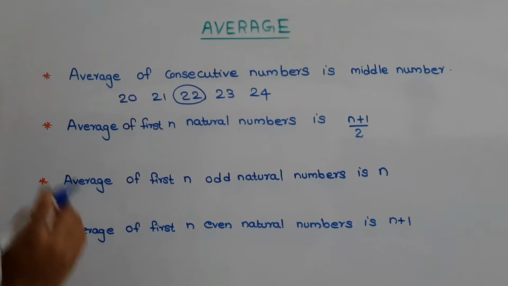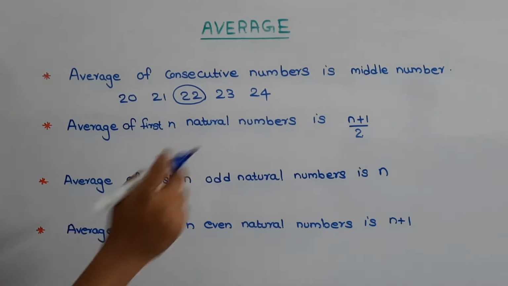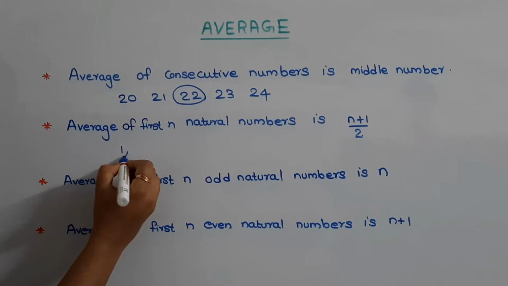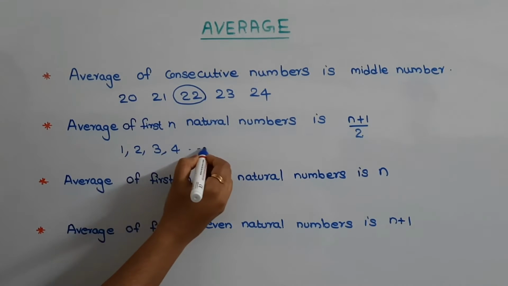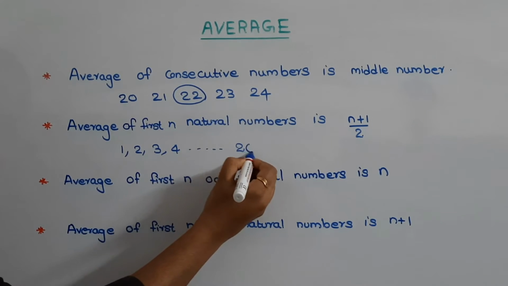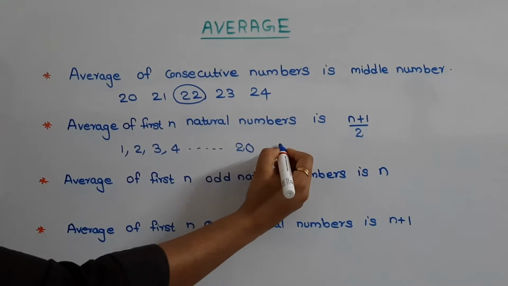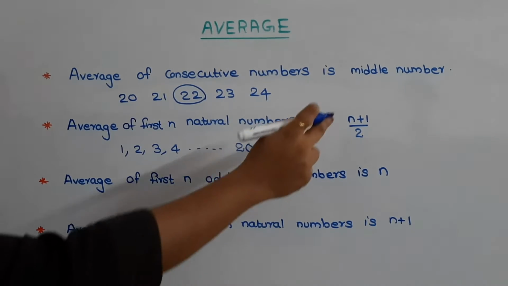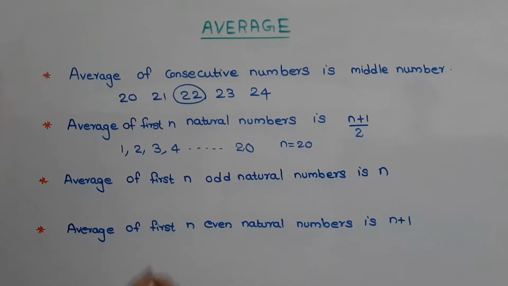Okay, now the next formula is: average of first n natural numbers is (n plus 1) by 2. For example, if you want to find out the average of 1, 2, 3, 4 and so on up to 20. Here there are 20 natural numbers, so the n value is 20, hence the average will be equal to (n plus 1) by 2, that is (20 plus 1) by 2, that is 21 by 2.